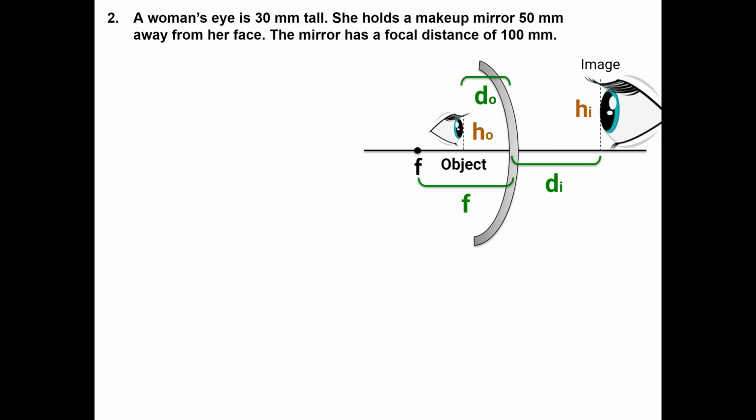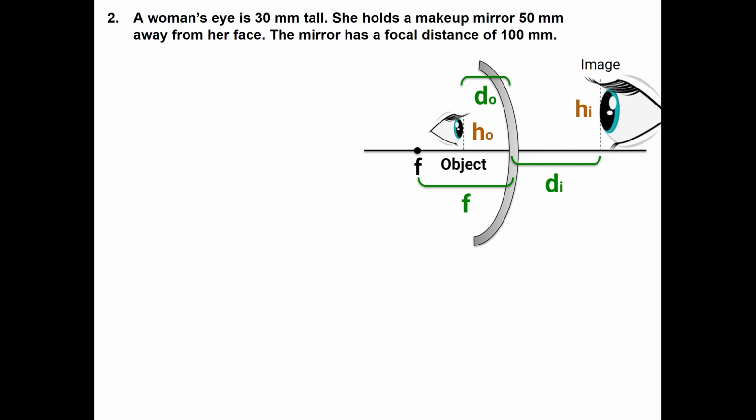Okay, here's the problem. A woman's eye is 30 millimeters tall. She holds a makeup mirror 50 millimeters away from her face. The mirror has a focal distance, or focal length, of 100 millimeters. So just right off the bat, reading that problem with no context, it doesn't really seem like there's a big difference between the 30, the 50, and the 100 because they're just a bunch of things that are all measured in millimeters. So the first mission sometimes is just to figure out what those three things are.